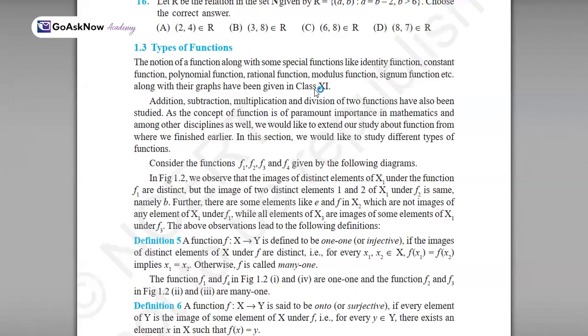I'm basically covering here the NCERT portion of your boards, the CBSE board for class 12th. So today we will see the next topic, that is types of functions.